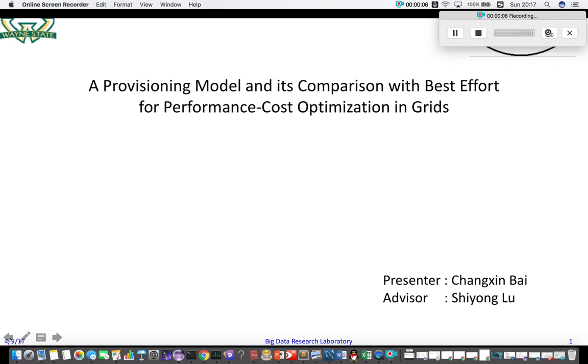Today I present the paper named "A Provision Model and its Comparison with Best Effort for Performance-Cost Optimization in Grids." My name is Bai, and my research topic is to use the data view system to do some data analysis in the cloud computing environment. Right now we are more focused on the cloud computing part, which has some advantages over the grids. But this paper tries to solve this kind of problem in grids, and it also focuses on the system perspective to do the resource provisioning part.